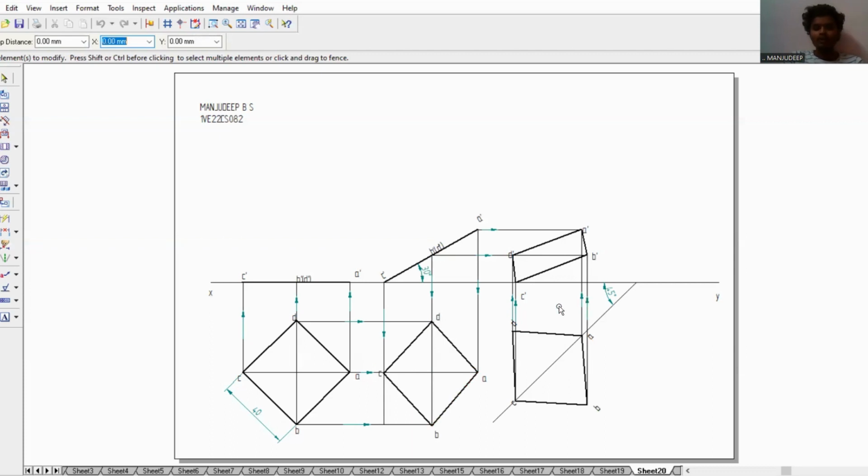Now the question goes on, it is inclined to VP at 45 degrees. So draw a 45 degree line as shown here. And they have given that it is resting on one of its corners, that is AC. So place this square on the line along its diagonal as shown here, A and C, B and D. Now draw the projections of these lines upward towards the XY line, and also draw the projection lines of the earlier line.